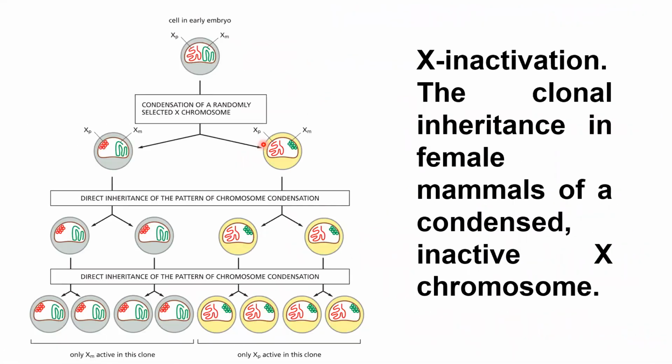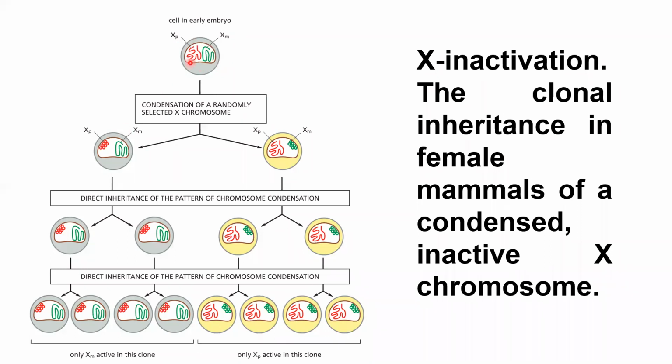Now coming to this particular picture. This picture shows that which X chromosome will be selected for inactivation is a random choice. But once the choice has been made, for example, let's look at this example. This is an early embryo, and this embryo has a red chromosome from the father, so it's a paternal X, and a green chromosome from the mother, which is a maternal X. Okay. Now what happens?